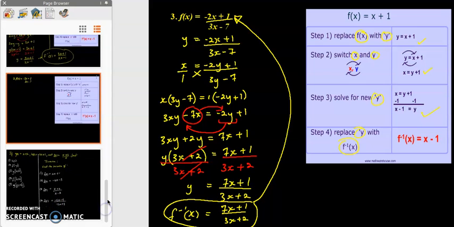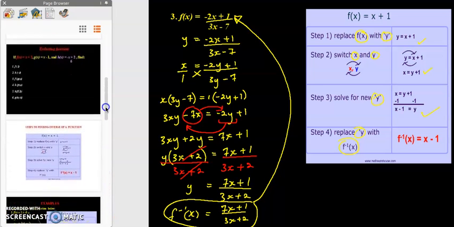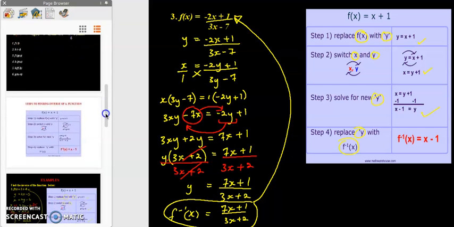So I'm going to conclude this inverse video right here and move on to another aspect of the objectives that I outlined.